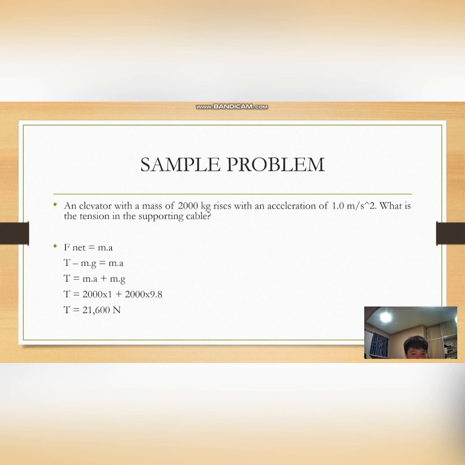add mass times gravity. Tension equals 2000 times 1 plus 2000 times 9.8. The tension we got is 21,600 Newton.